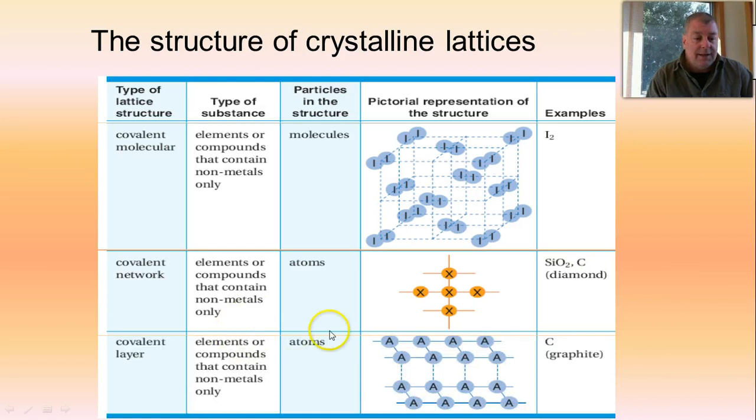And covalent layer. There's our layer with our covalent bonds, and there's our weak dispersion forces. So we have to show the two different types of bonding occurring in graphite.